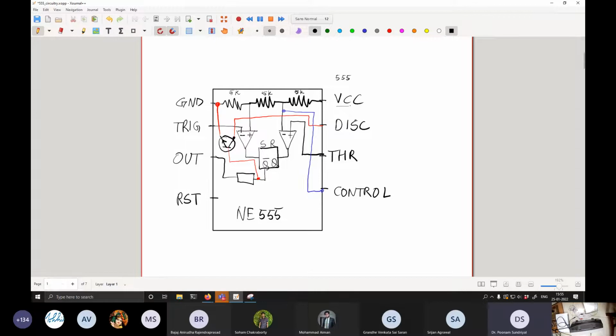If you have VCC and ground like this, and you have connected three 5K resistors, what are the voltages at this point and this point? Sir, VCC by 3 and 2 VCC by 3. All right. So this will be twice VCC over 3, and this will be VCC over 3. It's a very simple voltage divider circuit. This yellow highlighted part is the voltage divider.